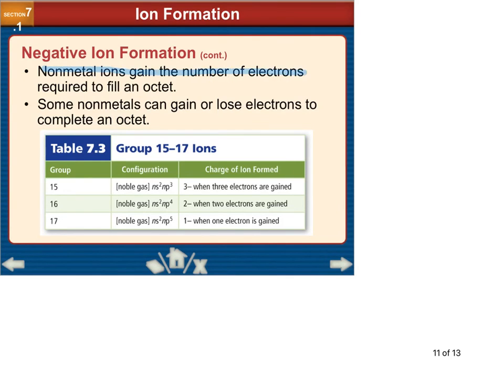Nonmetals typically gain electrons to fill up an octet. Sometimes they will gain or lose electrons to get an octet. Metals typically lose, nonmetals more often gain, but can lose too. Then we get group 15, common charge 3-, group 16, 2-, group 17, 1-.